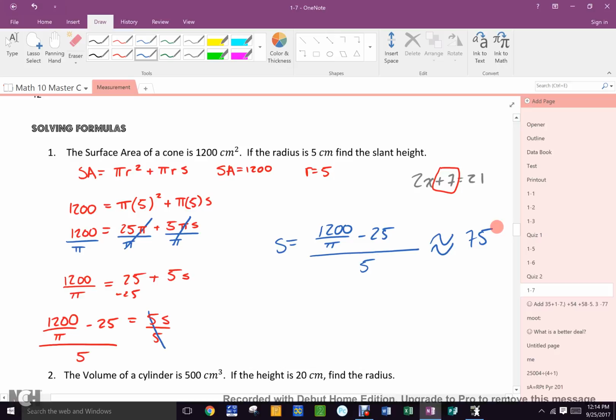Now, when you go to your calculator and try to punch that in, if you get something that isn't close to 75, have you done it right? No. Would you hand it in to me? No. No. So now the question becomes, how do you punch that into your calculator? Aiden. 1,200 minus 25 divided by 5. 71 is the right answer. 71.9 or something.